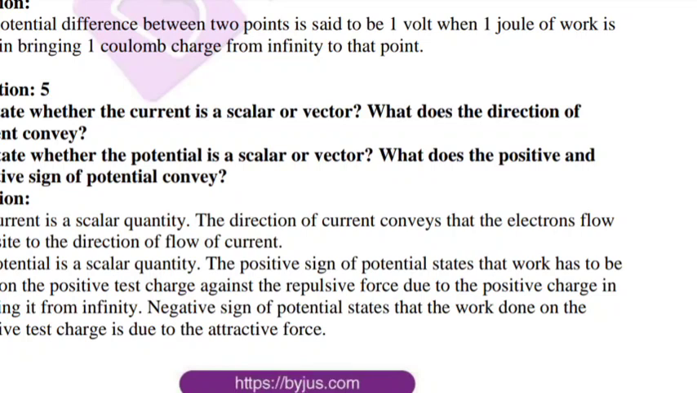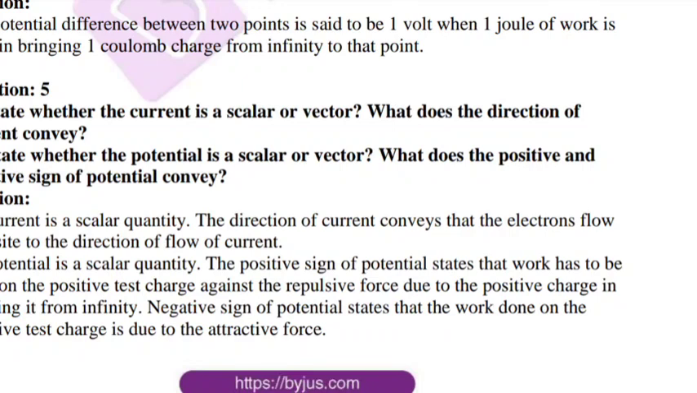The answer to the first part is that current is a scalar quantity. The direction of the current conveys that electrons flow opposite to the direction of the flow of current. Now for part (b), we have to describe whether potential is a scalar or a vector. Potential is a scalar quantity.